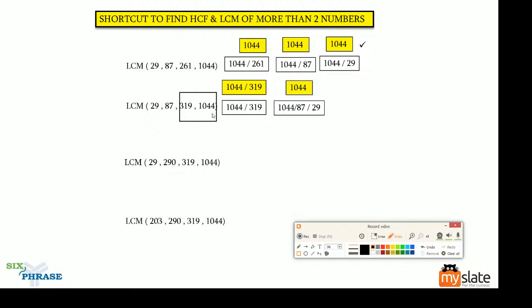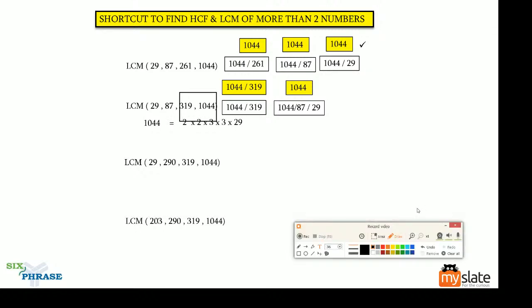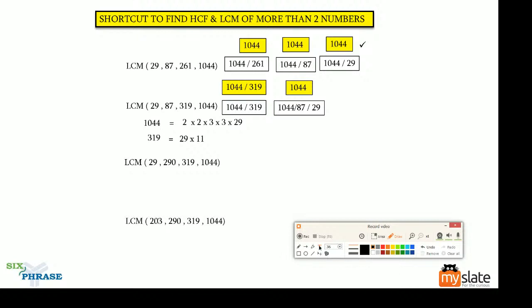Because 319 cannot divide 1044, look at what I am doing very closely. I am writing 1044 in its prime factorized form, and also 319 in its prime factorized form. The reason is very simple. Why is 319 not able to divide 1044? If you looked at my previous lectures, you would understand this. 319 is made up of 29 and 11. You have a 29 here, but where is the 11?